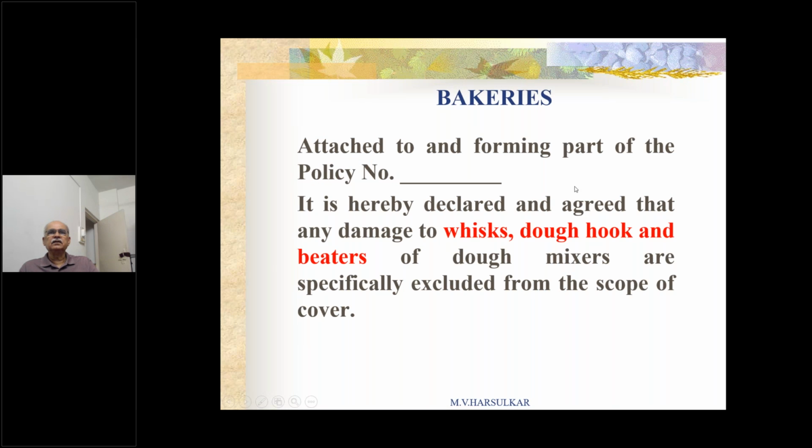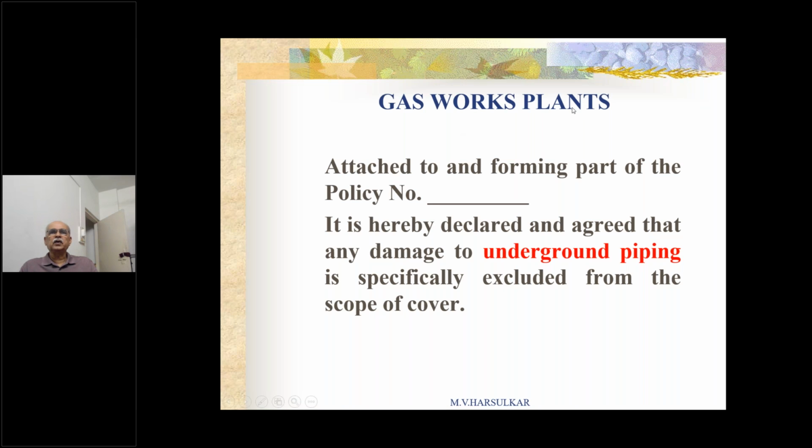Then bakeries. If bakeries is covered, damage to whisk, dough hook, and beaters of dough mixers. So dough mixers, these three parts are specifically excluded: whisk, dough hooks, and beaters. Even if they are damaged in an accident, they are not payable. Then gas work plants. Whenever gas work plants are covered, the underground piping is excluded. Damage to underground piping is specifically excluded from the policy.